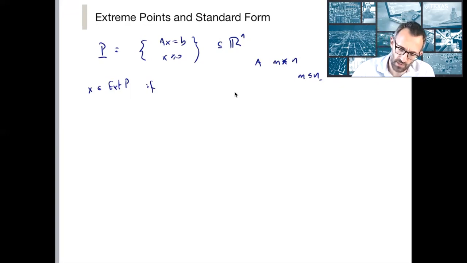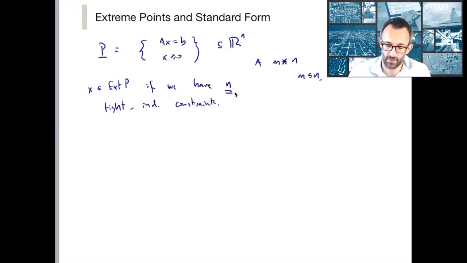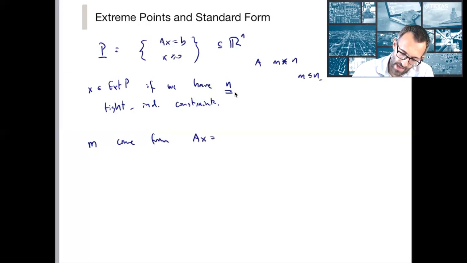So x is an extreme point if we have n tight and independent constraints. So let's see where we're going to get them. m come for free. They come from Ax = b. If a point is feasible, it by definition has to satisfy Ax = b. But therefore, we also need n minus m more. Where are these going to come from? These come from x greater than or equal to 0.